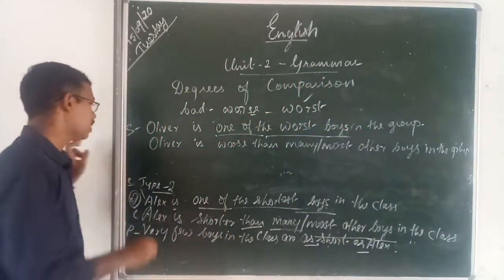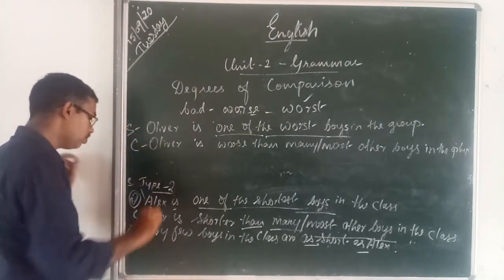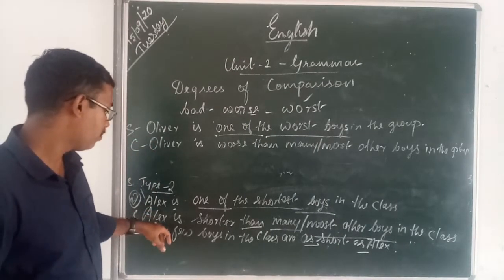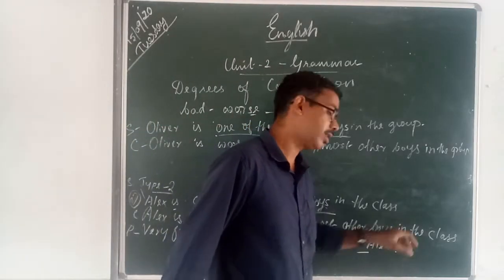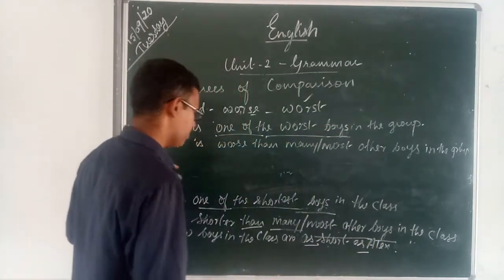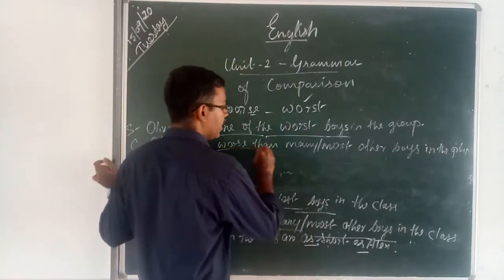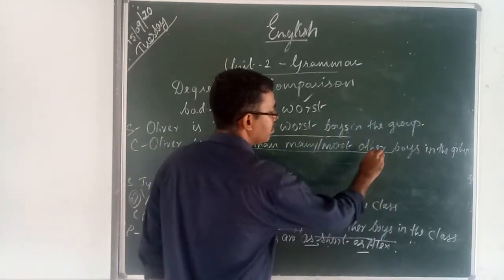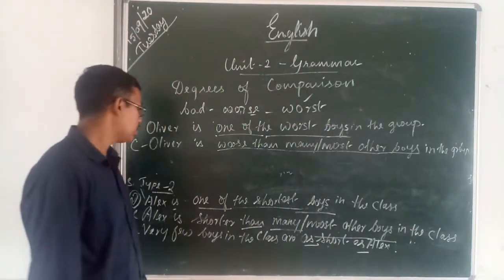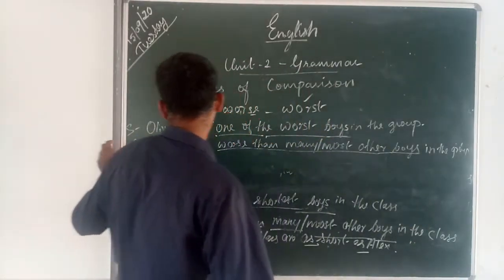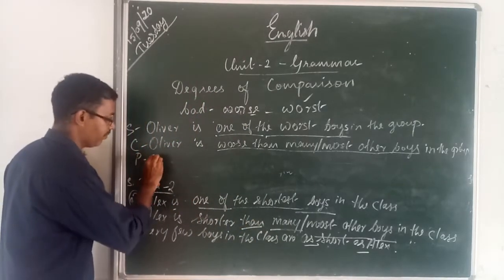Then when you write in comparative, as I taught you in the previous example, Alex is shorter than many other or most other boys in the group. Here also the same: Oliver is worse than many other or most other boys in the group. Then when you come to positive degree, I told you you have to use very few.